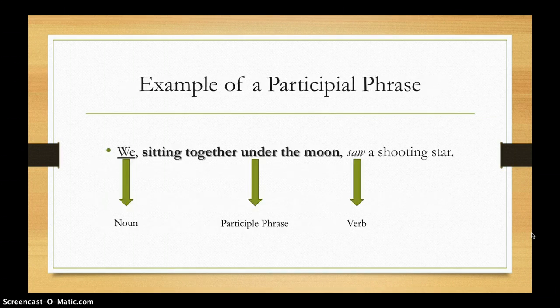So here I have an example of a sentence that makes use of a participial phrase. I have some important elements underlined. We is the noun of the sentence, and then I'm going to jump over to saw, which I have in italics, is the verb of the sentence, and then in bold I have the participial phrase, sitting together under the moon. And then the sentence reads all together, we, sitting together under the moon, saw a shooting star.